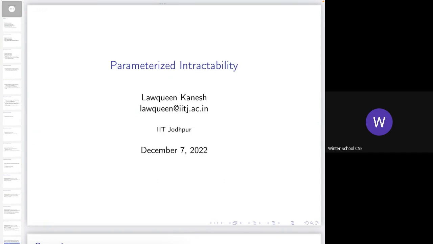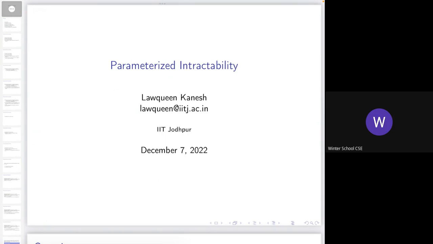So let's start our next session. Before we start, how many of you were already familiar with parameterized complexity before the morning session? Okay, great. And how many of you are now familiar with parameterized complexity after the morning session? To some extent.